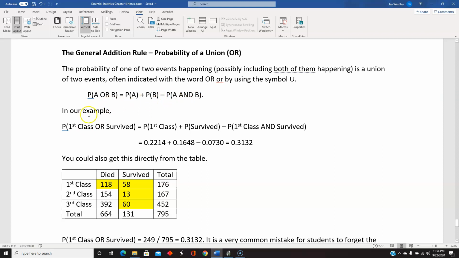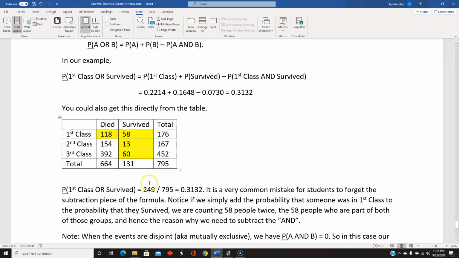But in our example, you want to know the probability that someone's in first class or survived, then that's the probability that they're in first class plus the probability that they survived minus the probability that they're in first class and survived. And we have all those probabilities as decimal numbers from before, so now it's just a little arithmetic problem. Bam, there's the answer. You can also get this directly from the table by looking at all the people in the table who are either in first class or survived. And if you add up everything here that's highlighted in yellow, you'll get 249 passengers out of the 795, which is 31%, exact same number that we got here.